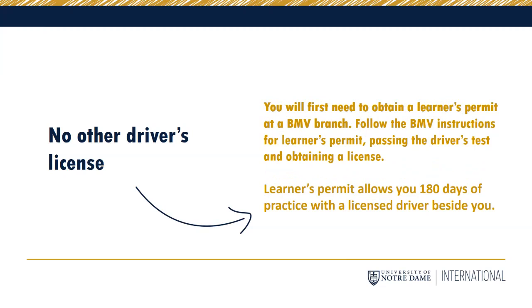If you do not have any license, you will first need to obtain a learner's permit at the BMV, and then follow the instructions for the learner's permit and pass the driver's test to obtain a license. The learner's permit basically allows you 180 days of practice with a licensed driver beside you, learning and getting practice before a driver's license will be issued. After you practice for these 180 days, you will still have to go back to the BMV and do the driver's test and the eye test in order to attain your driver's license.